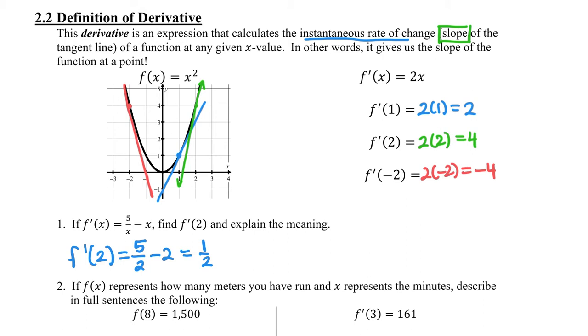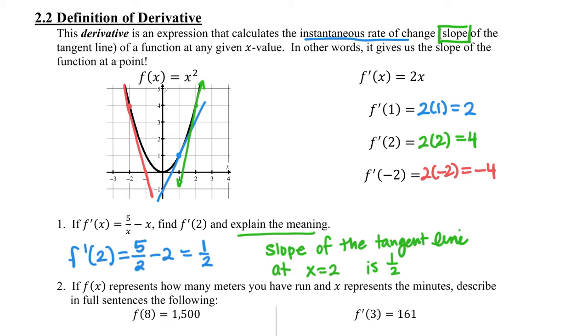Okay, and then what is the meaning of this value? It's the derivative, so that's going to be the slope of the tangent line at, what did we plug in for x? 2? At x equals 2 is 1/2. So that's the slope of the tangent line.